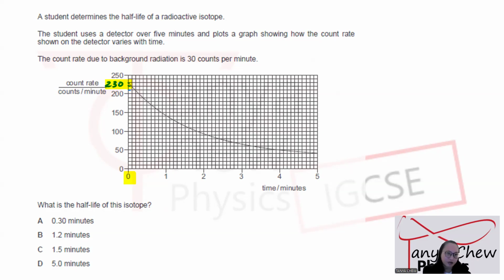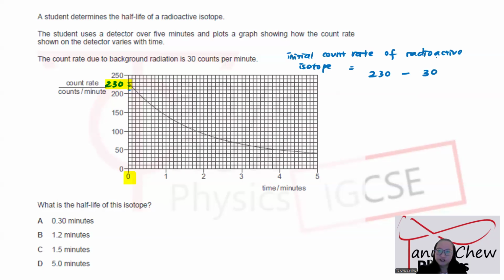Since the background radiation is significant, you want to find the initial count rate of the radioactive isotope. How do you do it? Take the initial count rate from the detector, which is 230 counts per minute, minus the background radiation, which is 30 counts per minute. You get 200 counts per minute. 200 counts per minute represents the initial count rate of the radioactive isotope.